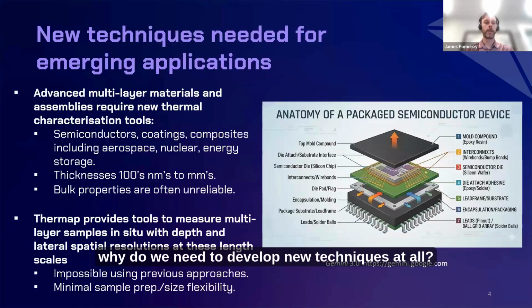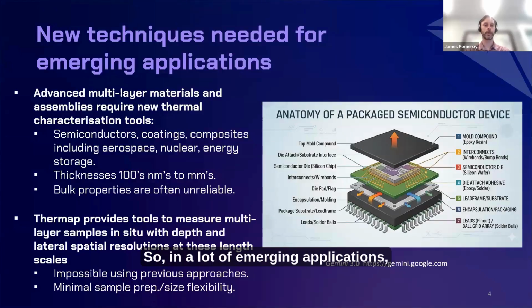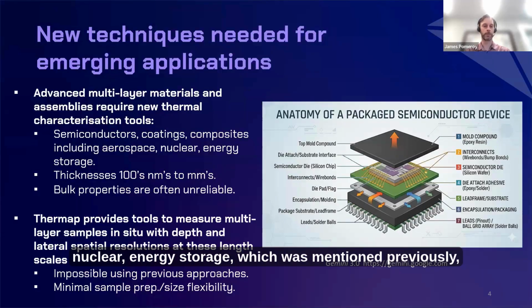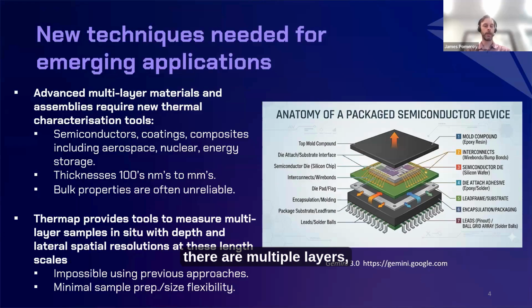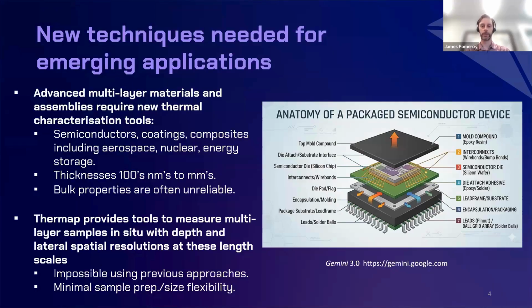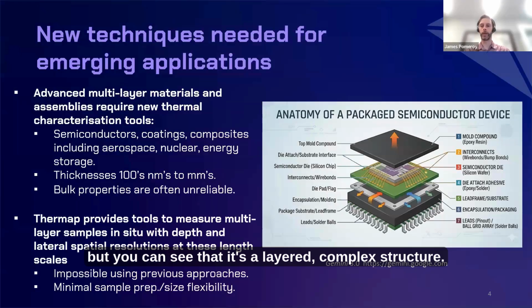Okay, so why do we need to develop new techniques at all? So in a lot of emerging applications, like semiconductors, composites, coatings for aerospace, nuclear, energy storage, which was mentioned previously, there are multiple layers, complicated structures, and layer thicknesses can be ranging from hundreds of nanometers to millimeters. So on the right-hand side is an example of a packaged semiconductor device. That's just one example, but you can see that it's a layered, complex structure.